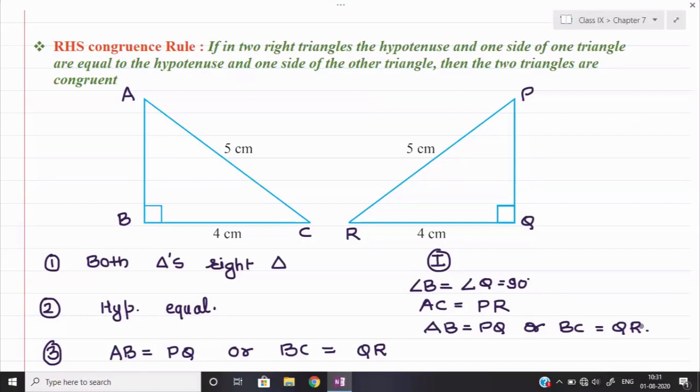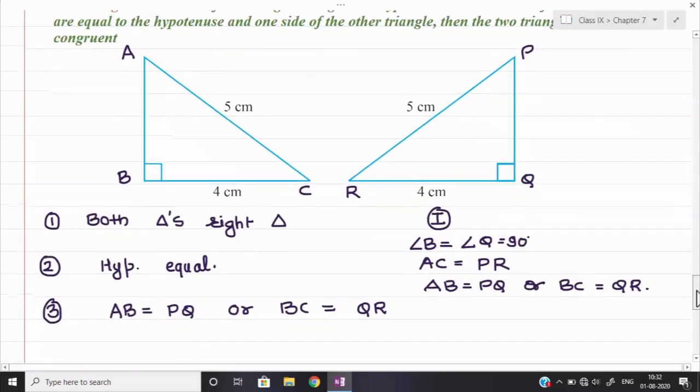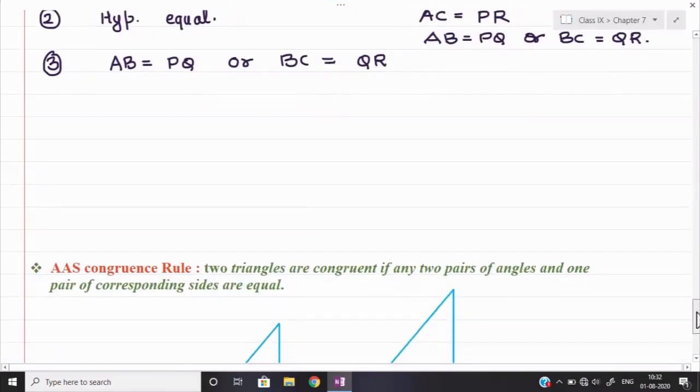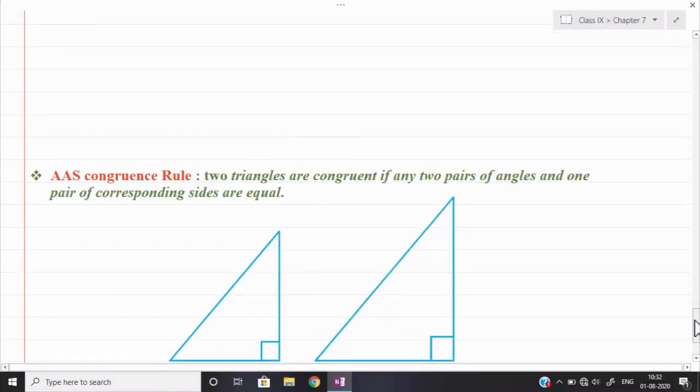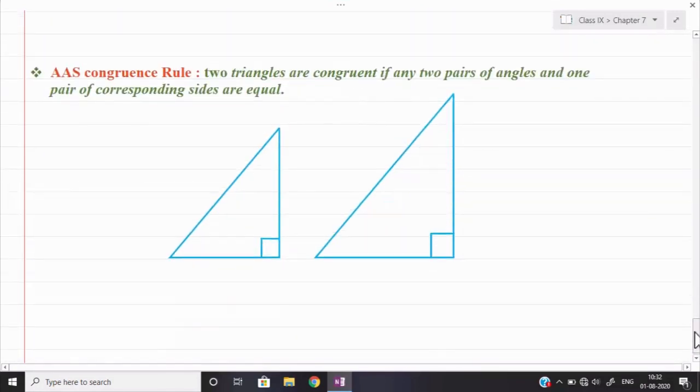But compulsorily you required here one pair of hypotenuse should be equal and the triangle should be of right angle triangle. Means one angle should be of 90 degree. The last theorem we shall discuss. The next session we shall start the questions.